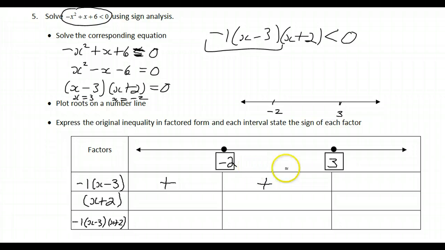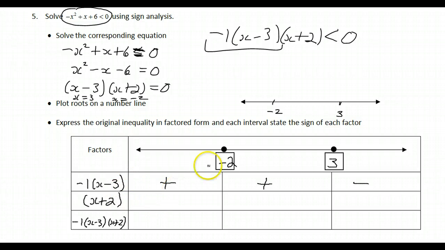So anywhere in this interval, for example, how about 1? You put a 1. 1 minus 3 is negative 2, times negative 1. All the values of this particular expression will be positive. When x is greater than 3, how about 4? 4 minus 3 is 1, times negative 1 is negative. So in this interval, all values of this factor will be negative.